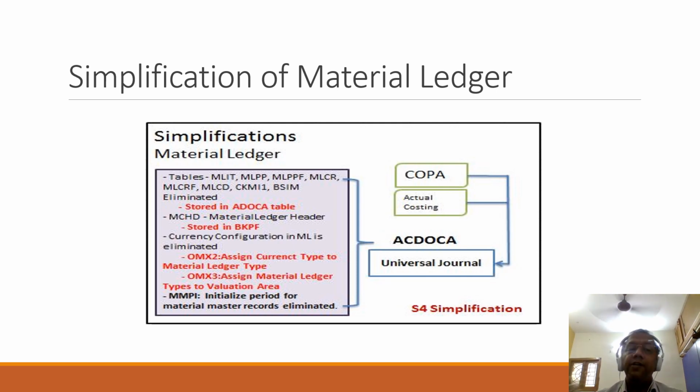We are using multiple tables: MLLP, MLPP, MLLF, MLSR, MLCD, CKM, and BSML. If you see, a lot of tables have been eliminated, some of the tables have been built up, and some of the tables have been replaced. That is why we are giving a simplification of the material ledger.